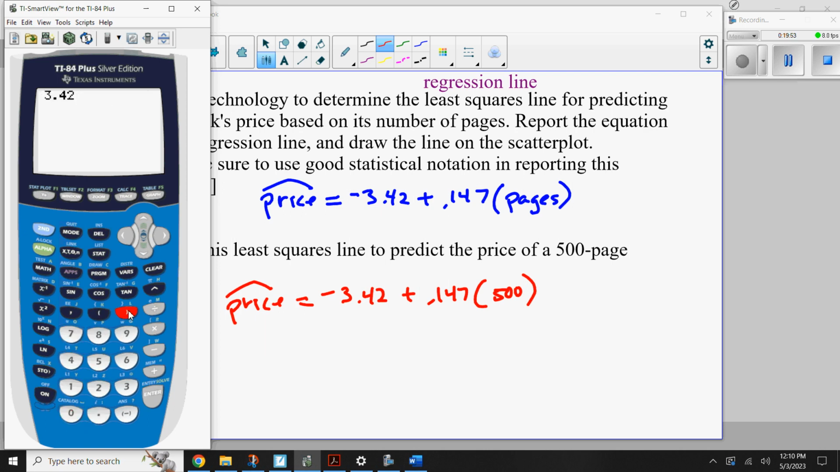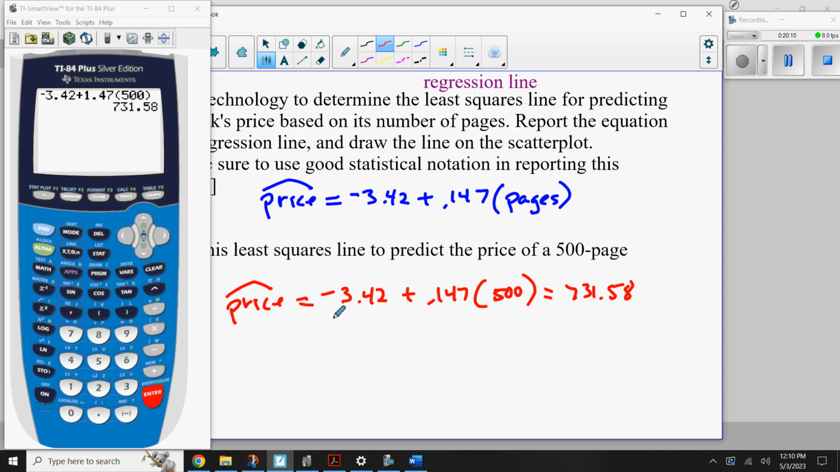And it tells me that the predicted price of the textbook should be, well, that's an expensive textbook, really? $730.58. Maybe I made a mistake. Well, we'll find out in a minute.